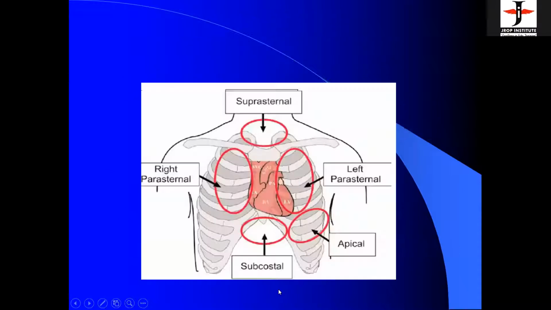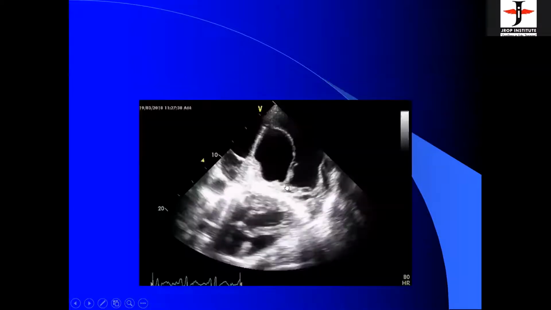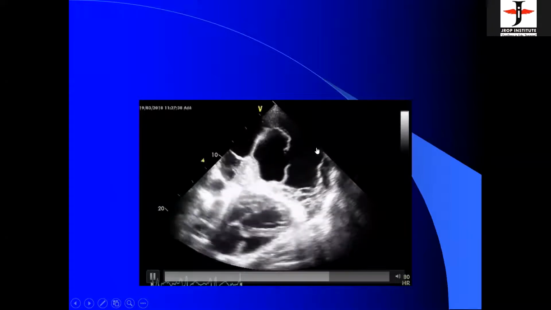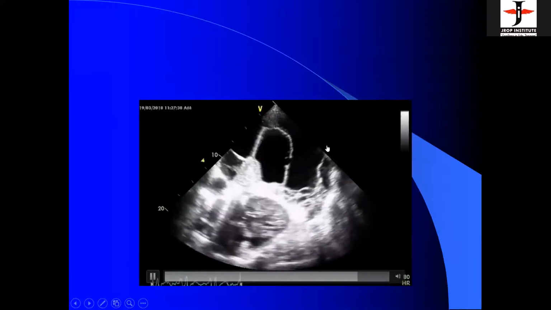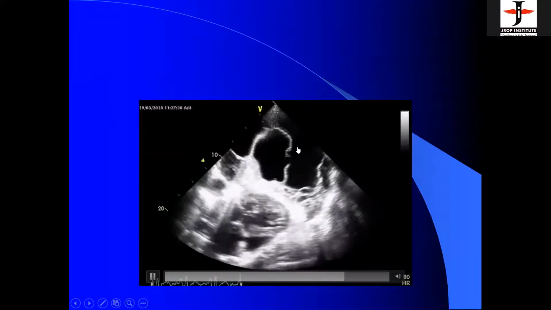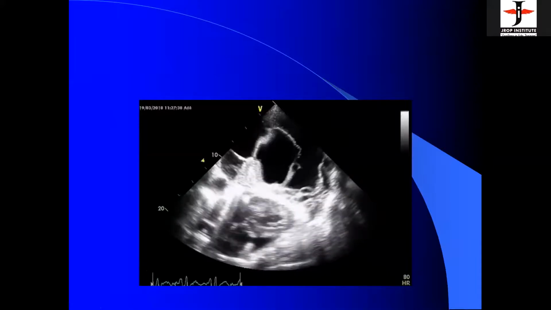For example, these are conventional planes. You have been told suprasternal, left parasternal, apical, subcostal, right parasternal. Now, sometimes when we get a pleural effusion, see, this is a pleural effusion with a fetus in it. And if you put a probe, you can see sometimes good cardiac contractility and cardiac imaging. So these are unconventional views, but you will learn these when you proceed further in the course. Today it will be a bit difficult for you.